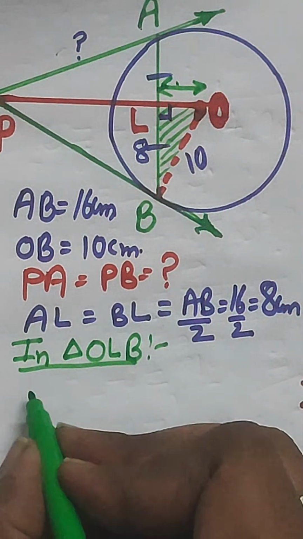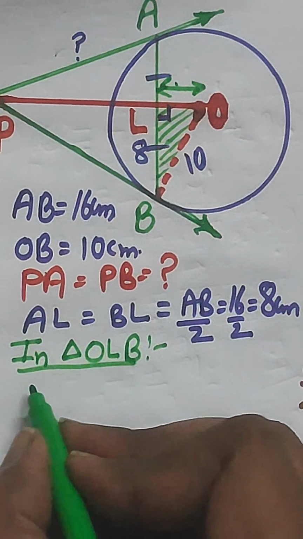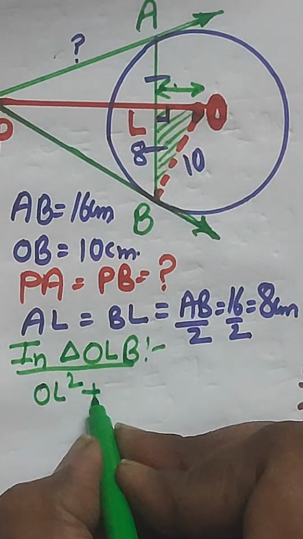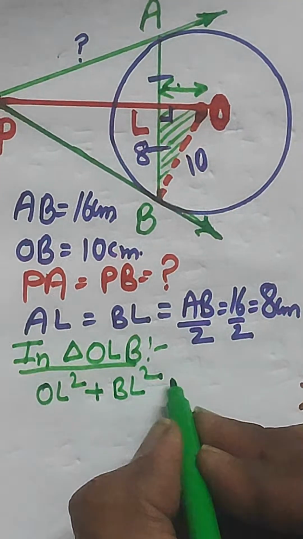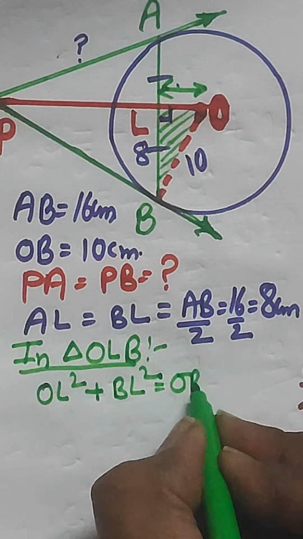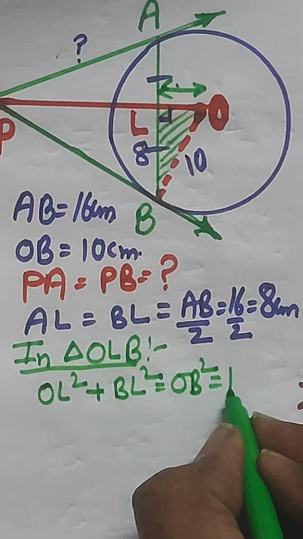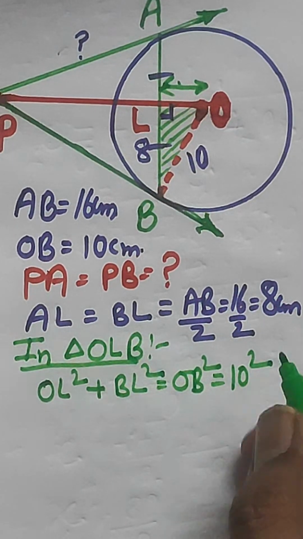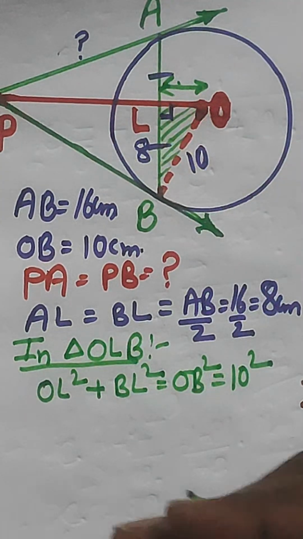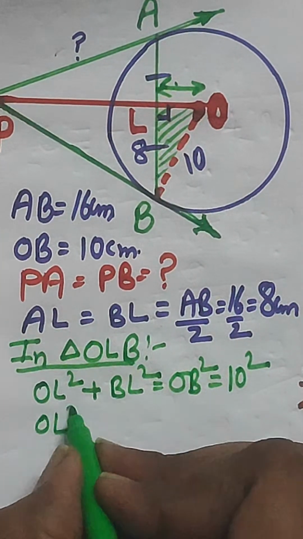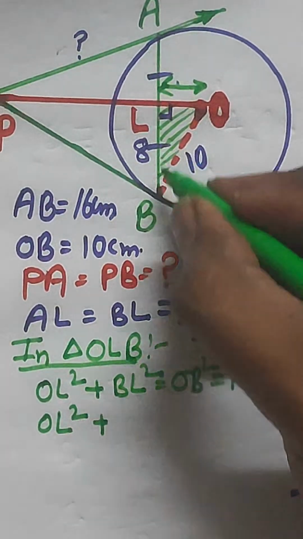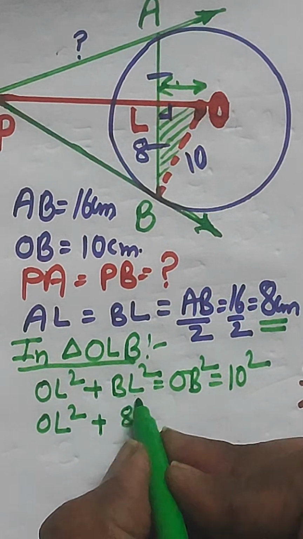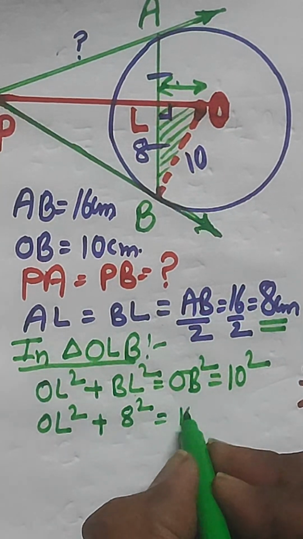So we can say that OL square plus BL square is equal to OB square, which is equal to 10 square, right? So from this we can find the length of OL. Just put the value of BL over here, and BL we have calculated as 8, right? So it will be 8 square.